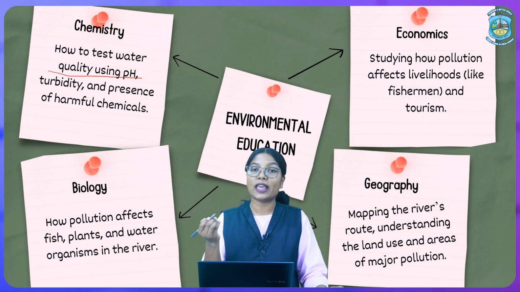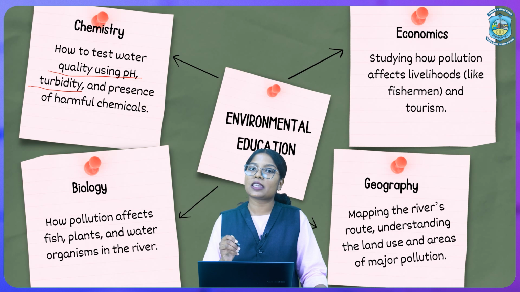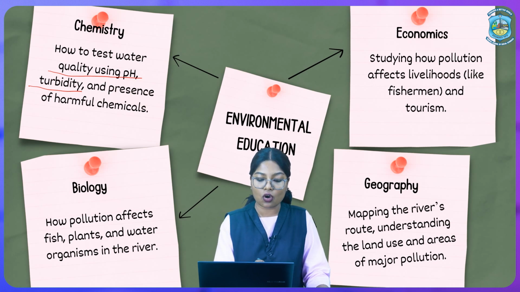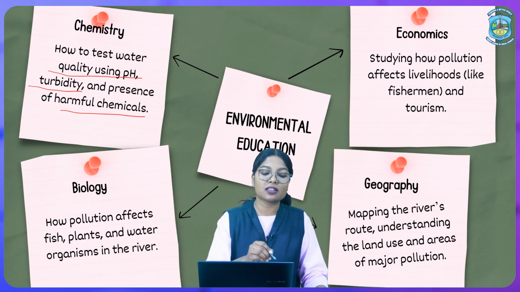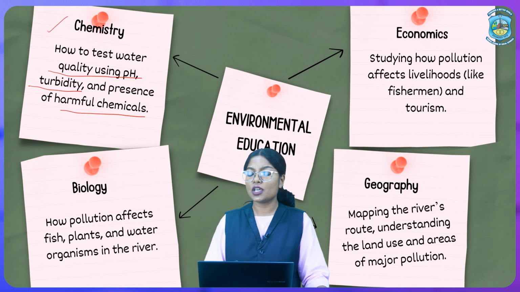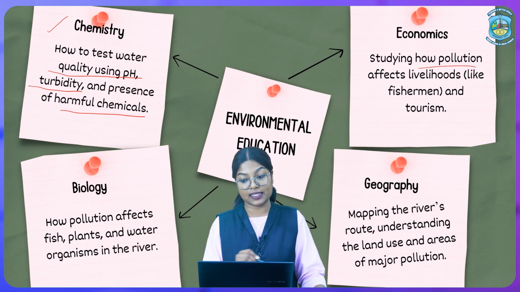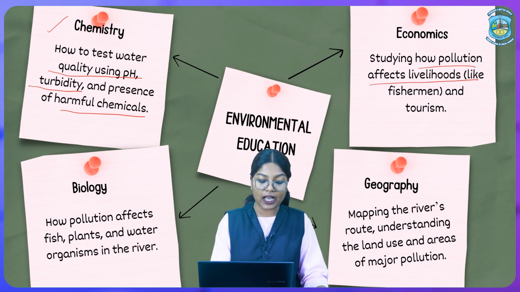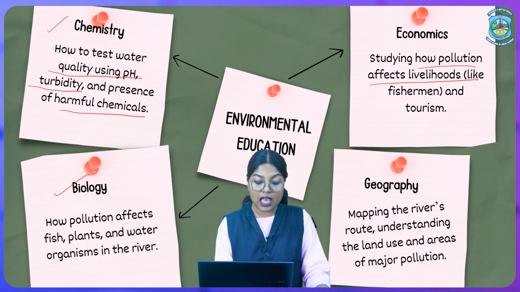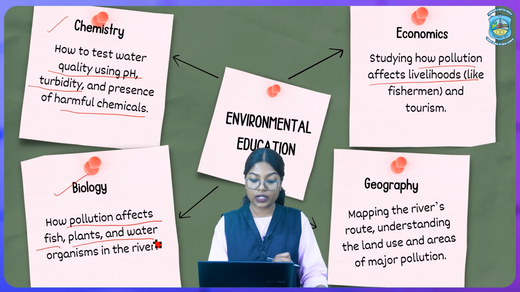They will also help the student to test the water, whether it is turbid, whether any presence of harmful chemicals is there or not in Yamuna river, and all these students will be able to know about the water quality of Yamuna river under the subject chemistry. Next, with the help of economics, the school will teach students how pollution affects the livelihoods of fishermen or tourists. With the help of biology, the school will teach the student how the Yamuna river pollution is affecting fishes, plants and water, as well as other organisms present in the river.